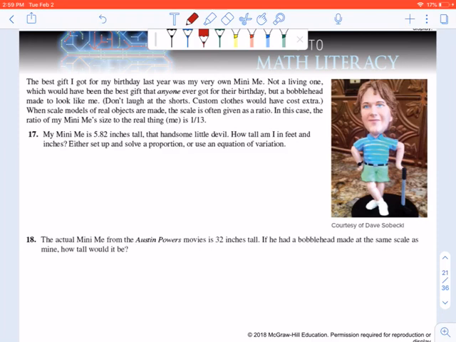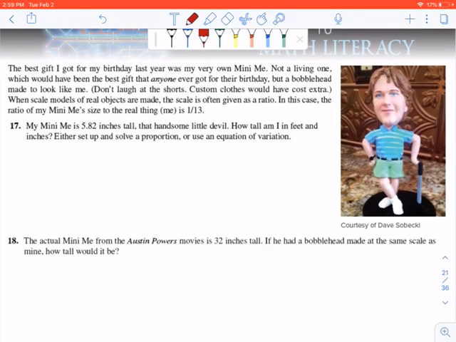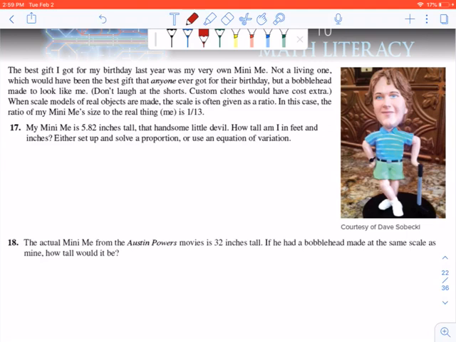All right, so let's do a couple more examples. So in this one, it says, the best gift I got for my birthday last year was my very own mini-me, not a living one. Okay, so when scale models of real objects are made, here's the important part. The scale is often given as a ratio. So in this case, the ratio of my mini-me size to the real thing is 1/13. It says my mini-me is 5.82 inches tall. So how tall am I in feet?